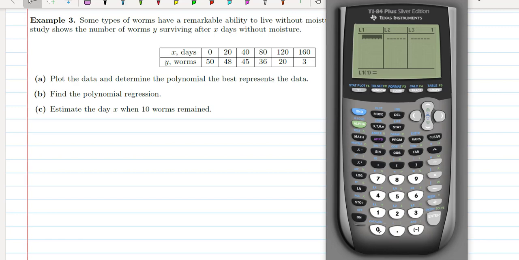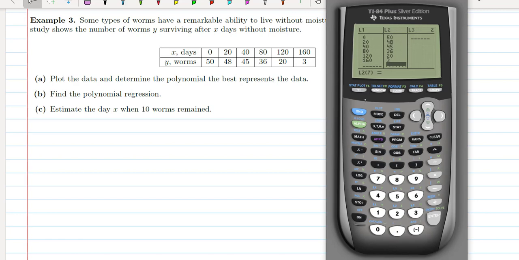All right, so I enter my x values. So 0, 20, 40, 80, 120, and 160. And then I go over to my L2 and I put in 50, 48, 45, 36, 20, and 3. So I got my data input for L1 and L2.